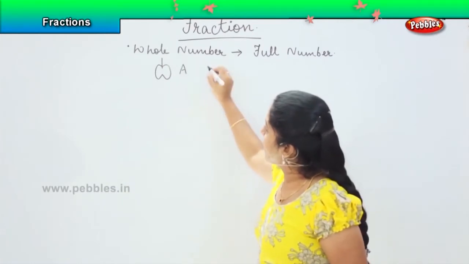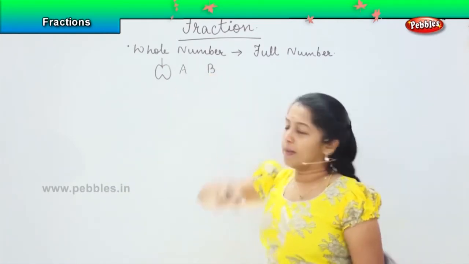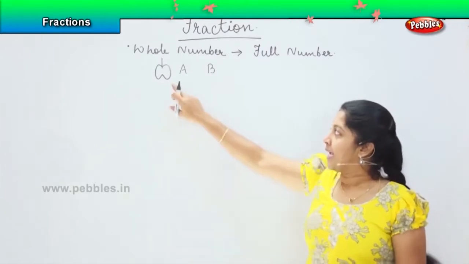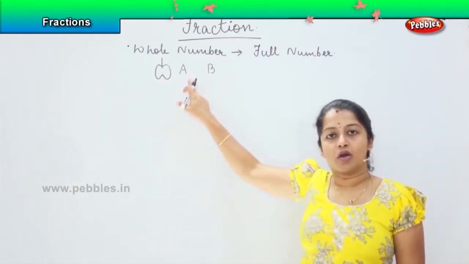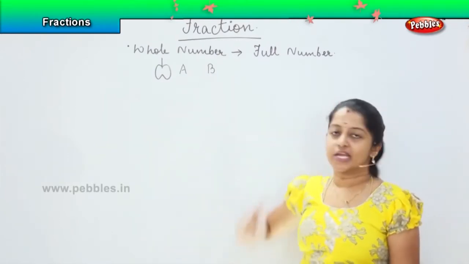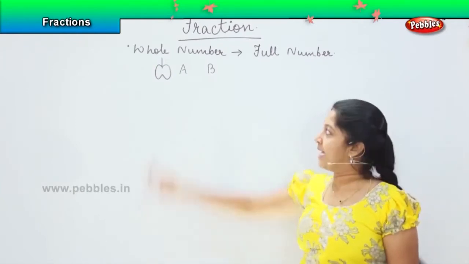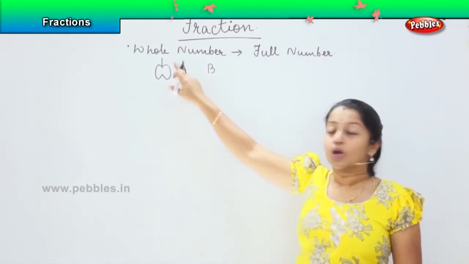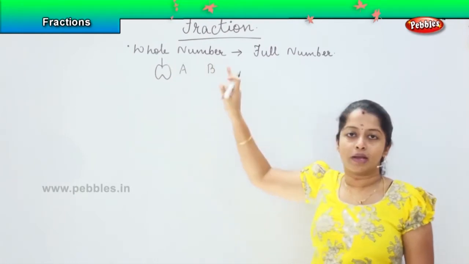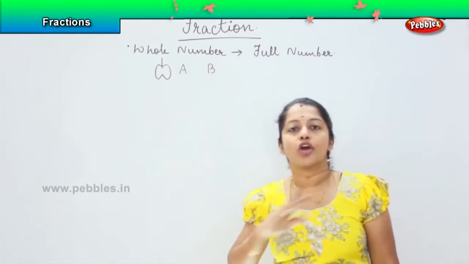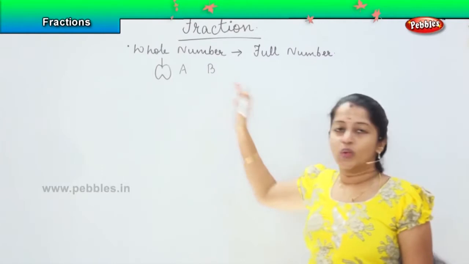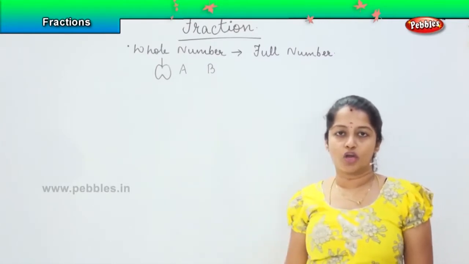we have two people A and B and there is one apple. Assume that A is going to eat this apple all alone. He is not going to share it with B. Then we will say that A has eaten the whole apple. It's a whole number. Meaning here you are not dividing this apple with anyone else. You are consuming it on your own.